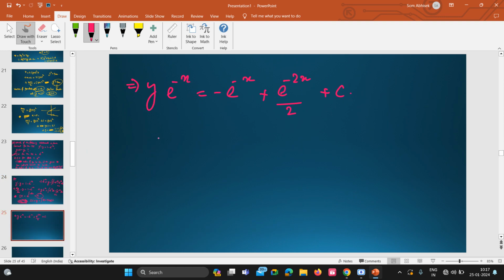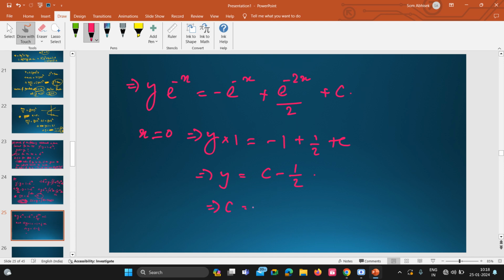Let's do one thing. Let's put the value of x as 0. Let's see, y into 1 is equal to minus 1 plus 1 by 2 plus c. So y is equal to what? c minus 1 by 2.